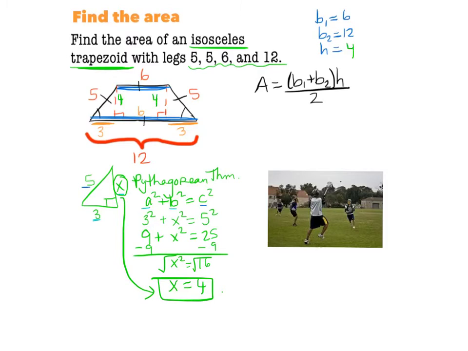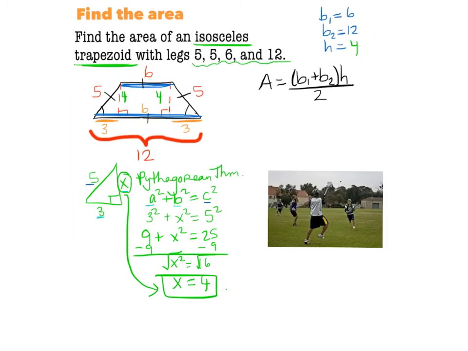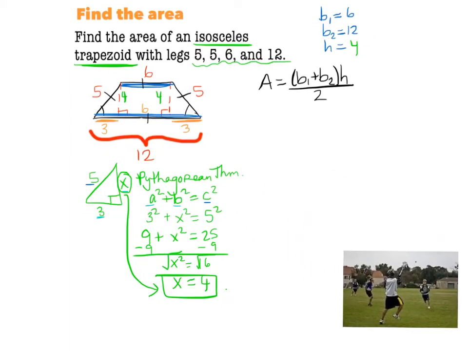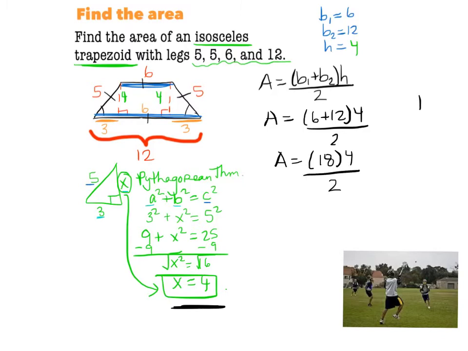Now I can say my height is 4, and, can I move it? Yeah, there we go. Now I can plug my values in. So my area is, base 1 I knew was 6, base 2 was 12, and I found that the height was 4 by doing the Pythagorean theorem. I'm going to cut that in half. So my area is, I add first, 18 times 4 divided by 2. I'm going to have to multiply 18 times 4. That's 72. 4 times 1 is 4 plus 3, 7. My area is 72 divided by 2, which is 36.